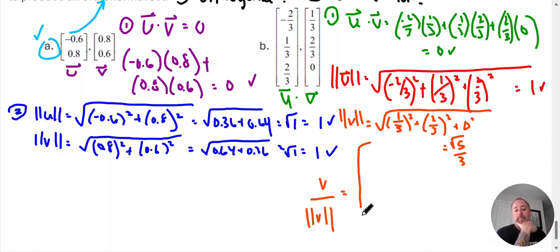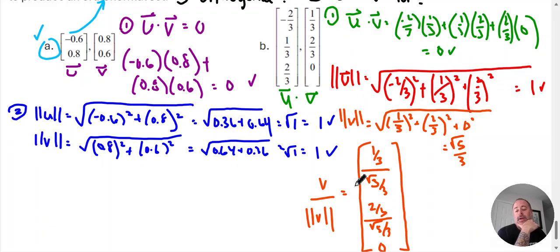So we're going to go ahead and do our big old piece here. We're going to take our first component, which is 1/3, and put it over the square root of 5/3. We're going to take our next component, 2/3, over the square root of 5/3. Again, I'm so sorry about my handwriting. And then we're going to do 0 over the square root of 5/3. So this is how we normalize our vector: we take each component of v over the magnitude.